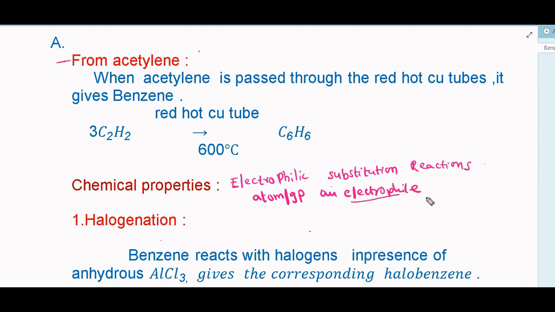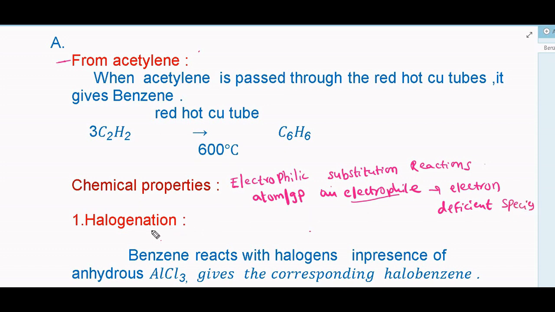What is the meaning of electrophile? Electrophile means electron deficient species. Okay, is it clear? Benzene participates in electrophilic substitution reactions. Electrophilic substitution means replacement of an atom or group by an electrophile. Electrophile means electron deficient species. We are calling it the electrophile.